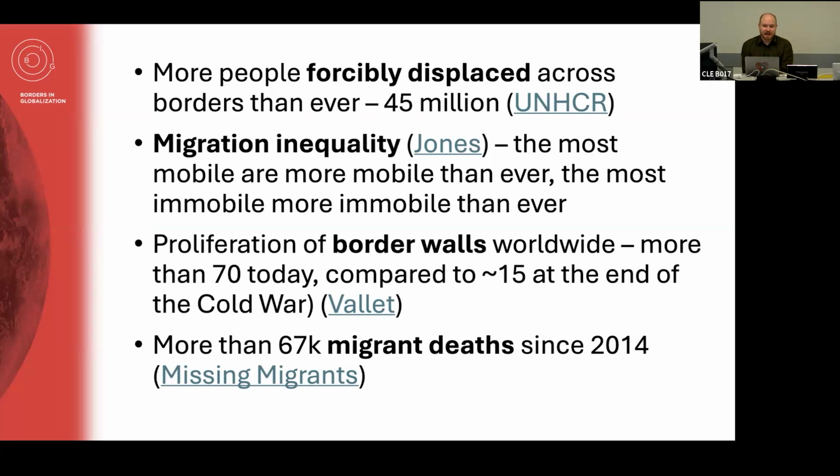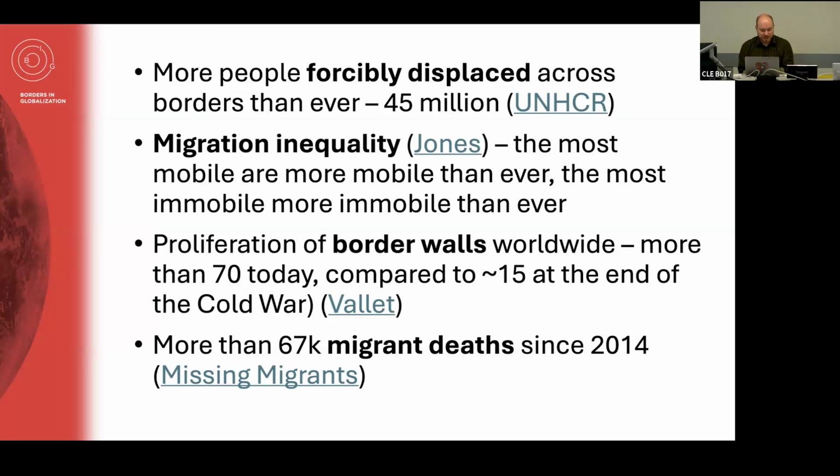But for those lacking that social status or class or the correct passport, it is often more difficult than ever to cross borders. Part of this is related to the proliferation of border walls worldwide. That is, segments of borders between countries where there is significant infrastructure in terms of fencing or walls to restrict passage. Today, there are estimated to be more than 70 significant border walls, compared to just about 15 at the end of the Cold War.